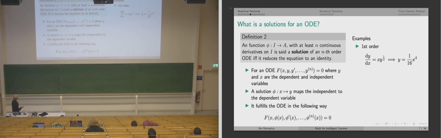So that function y, a function of x here, is a solution to the differential equation. If I plug x to the power of 4 divided by 16 in for y, I will satisfy my equation. For second order, here we have a linear differential equation. It's actually a homogeneous constant coefficient linear equation. Then that thing here is the solution.